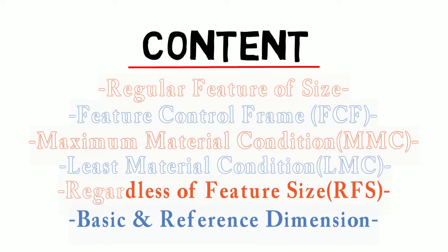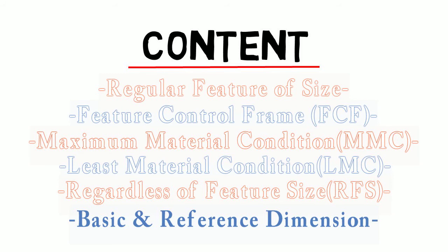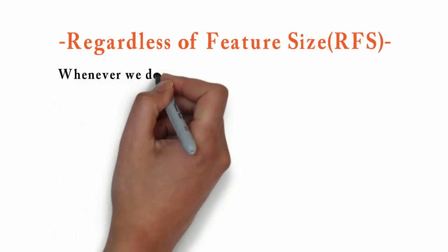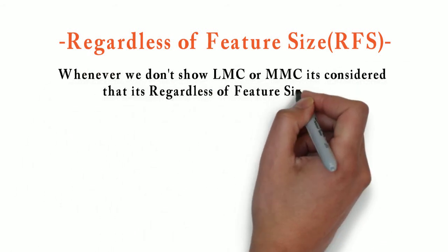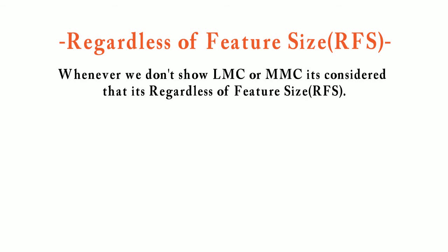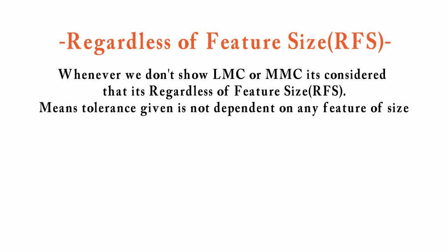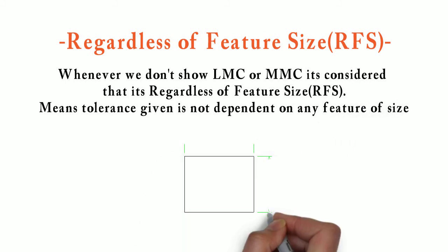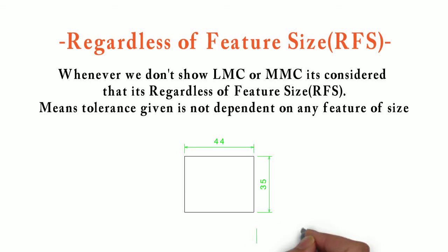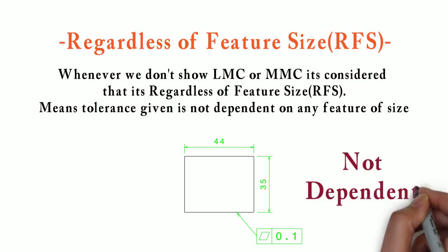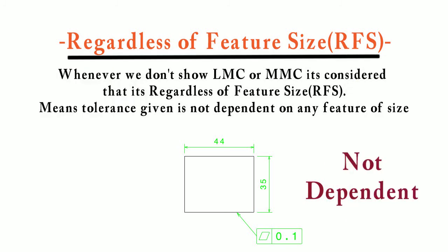Now the next term is RFS. RFS means regardless of feature size. Simply, whenever we don't show LMC or MMC, it is considered that it's regardless of feature size. Means tolerance given is not dependent on any feature of size. For example, we have given a flatness tolerance over here, and whatever may be the condition of material, it doesn't depend on feature of size. Then it's known as regardless of feature of size. Currently, still now, it doesn't have any symbol.